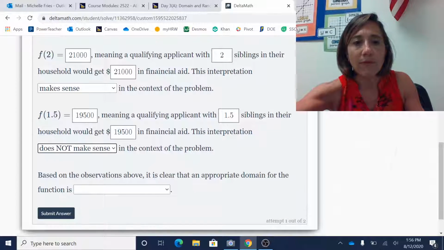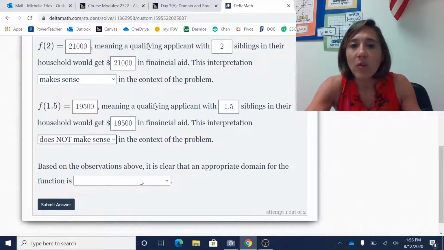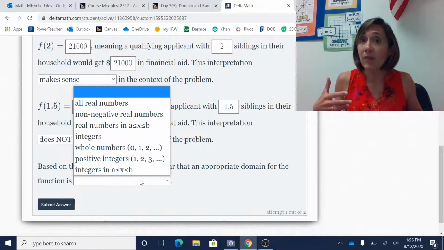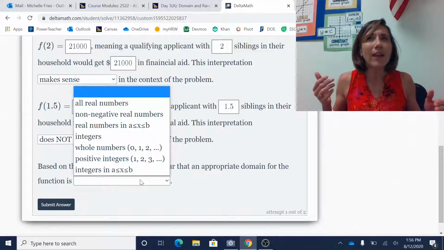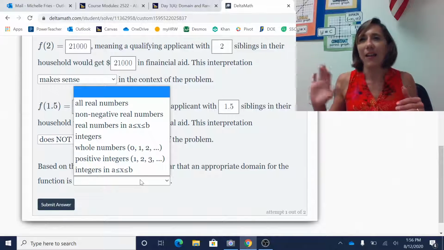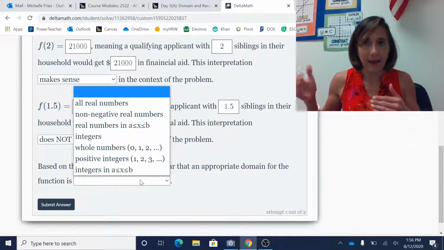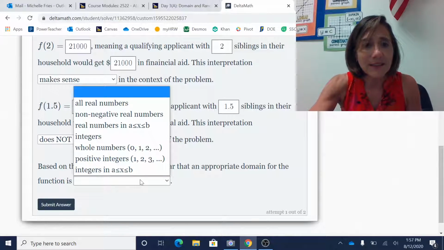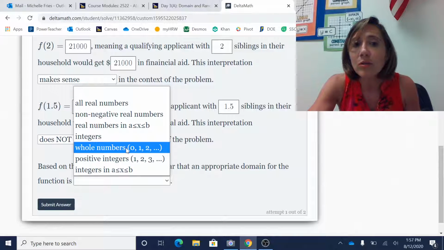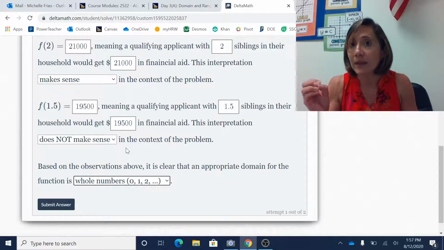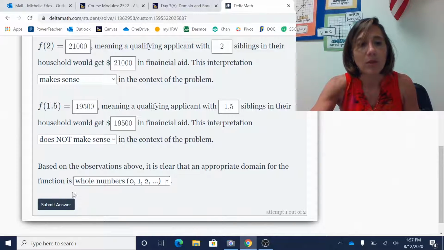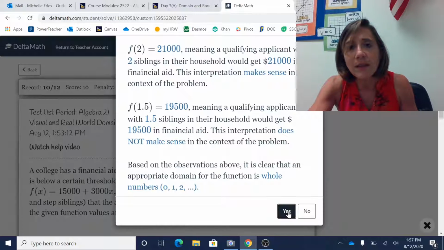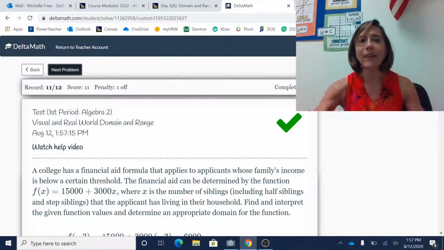So based on what we've noticed here, the domain for this, so how many siblings can you have? Can you have a negative number of siblings? No, that doesn't make sense. Can you have part of a sibling? The word half sibling does not mean a decimal or fraction of a sibling. So in this case, it makes sense to use whole numbers. You might have no siblings, 1, 2, 3, etc. So let's see how we did. Yes, we want to submit this. And woohoo, we got it right.